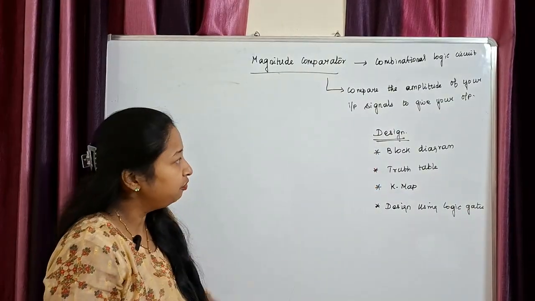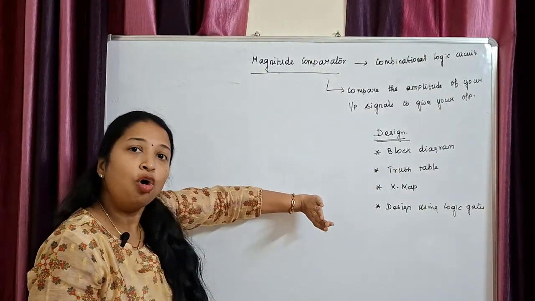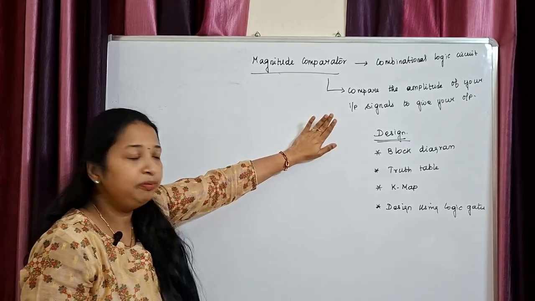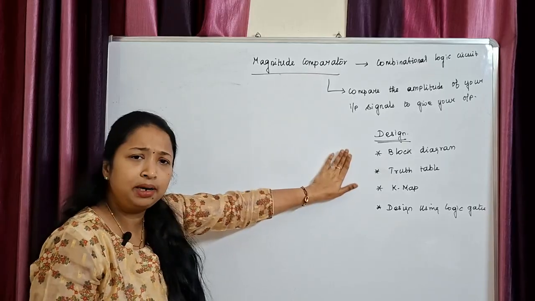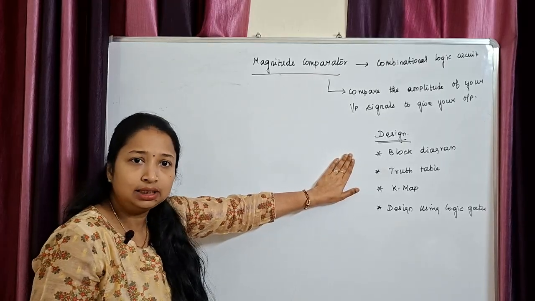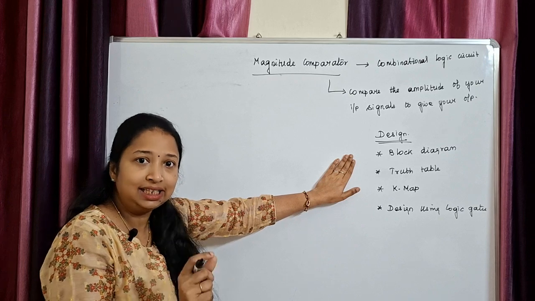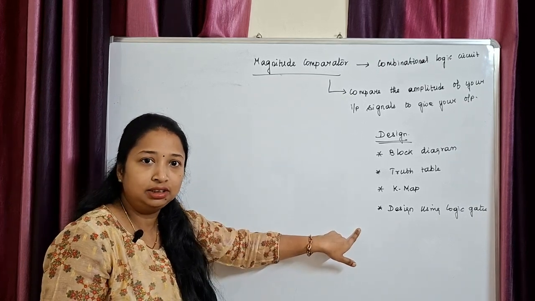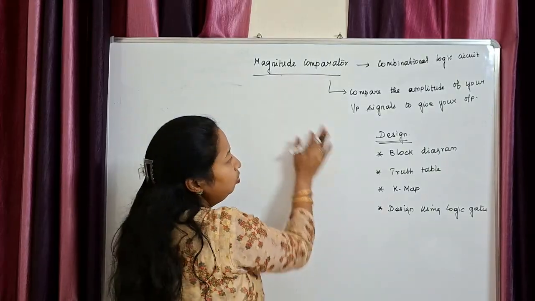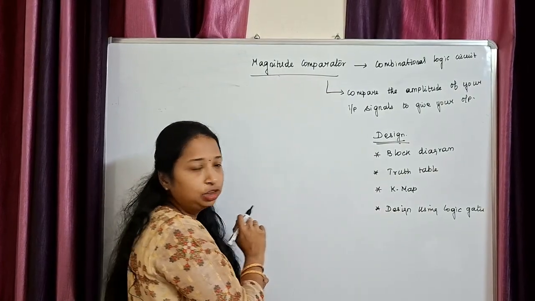Clear? These are the four basic steps for all the circuits. Whether it be half adder, full adder, half subtractor, full subtractor, magnitude comparator, multiplier, whatever the circuit they're asking, if you see the word design using combinational logic circuit, then all these four steps have to be there in your answer. Clear? Now, let's see how to design your magnitude comparator using combinational logic circuit.